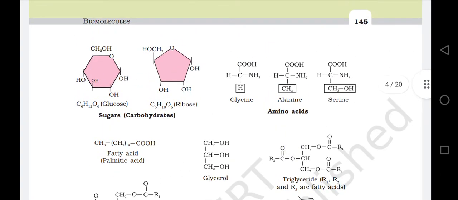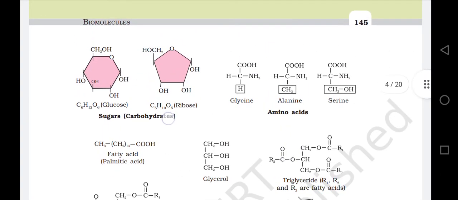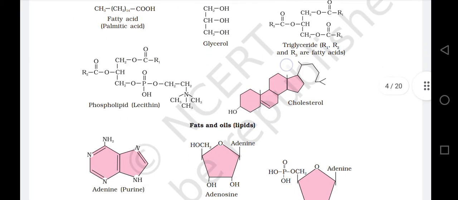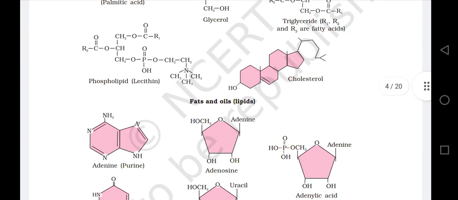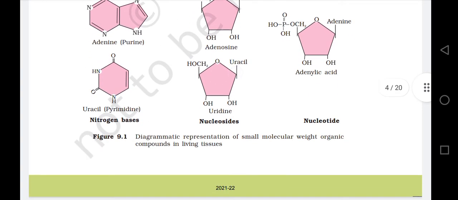Structures of some biomolecules: sugars, amino acids, then fats and oils, nitrogen bases: adenine, adenosine, adenylic acid, uracil, uridine, and uridylic acid.